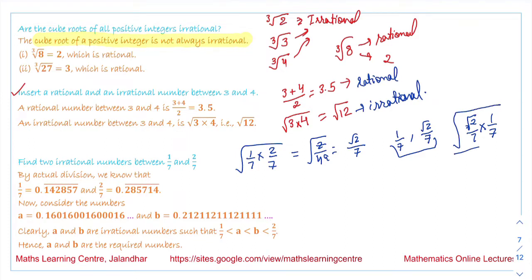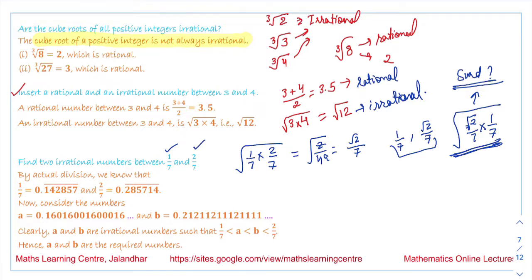We will see these kinds of terms in the next lectures, where you will come to know what a surd is, and we will check whether it is a surd or not. So in place of doing this, we adopt another method. What we do is, these two numbers are given to us, 1 by 7 and 2 by 7.